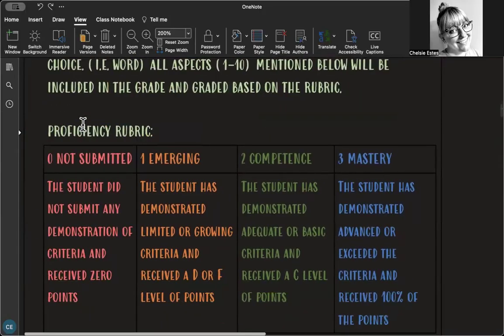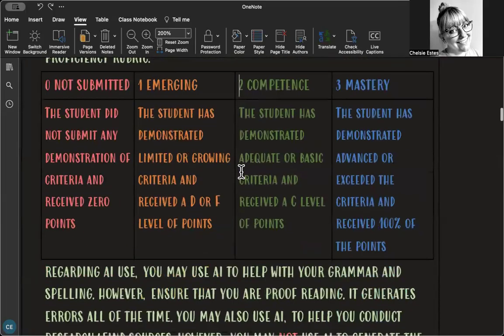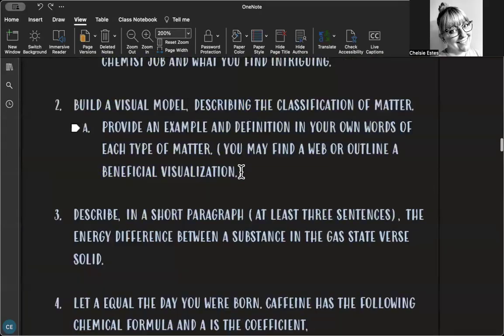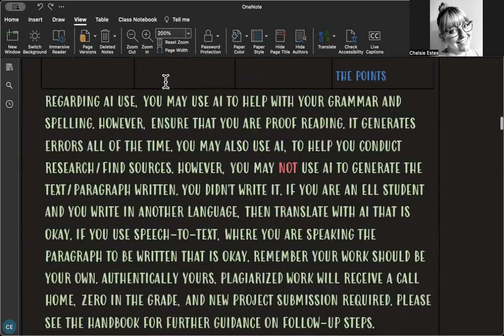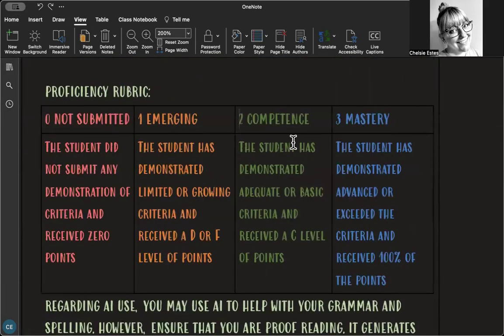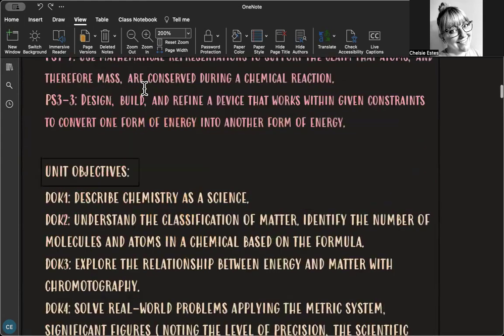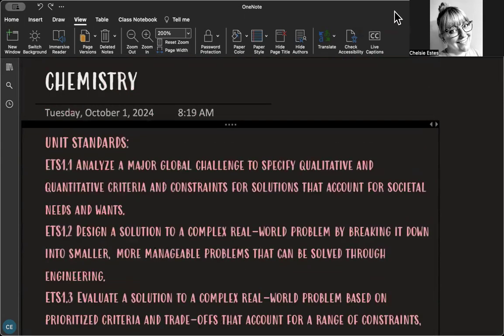I think I skipped over this part. Each question will be graded based on this rubric, just so you know. Each of these categories, each question will be given a grade 0 to 3. All right, that's it. So let me know.